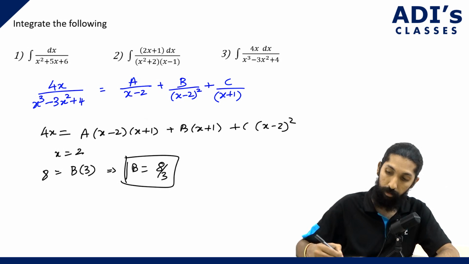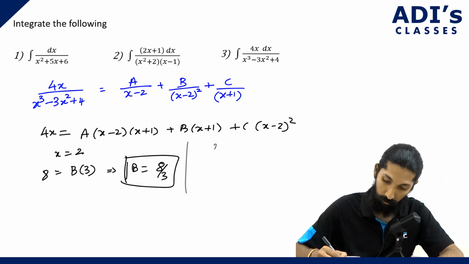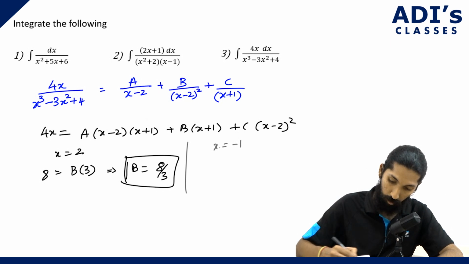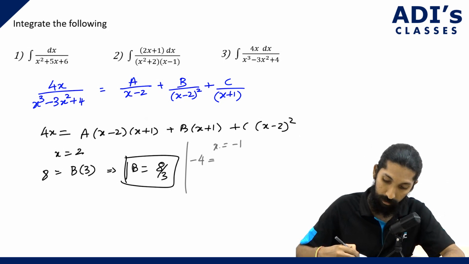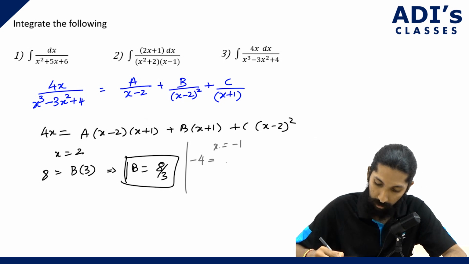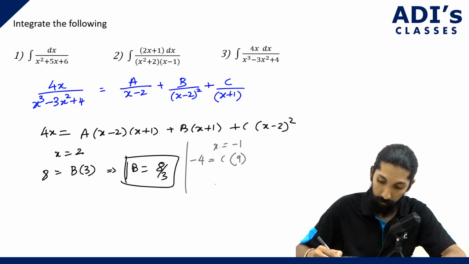Now what do we do? Take x as minus 1. So minus 4 is equal to, a gets cancelled, b also gets cancelled. The c value will be c into minus 3 whole square, which is 9. So c is minus 4 by 9, that is, c is 9 by 4.